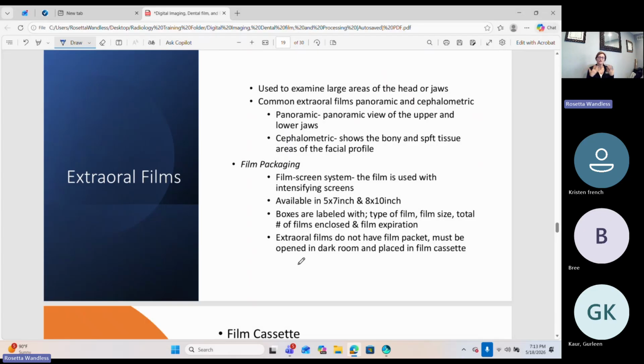The larger the crystals, the faster the film. We talked about film speed. They're from A to F. A is the slowest, F is the fastest. So that's intraoral. Now we're going to dive into extraoral.